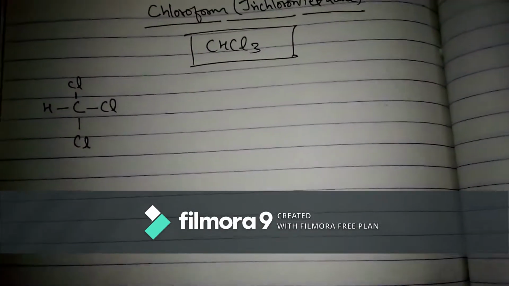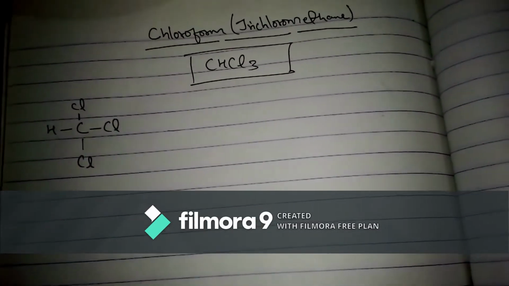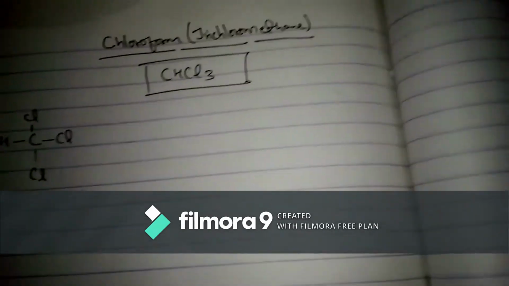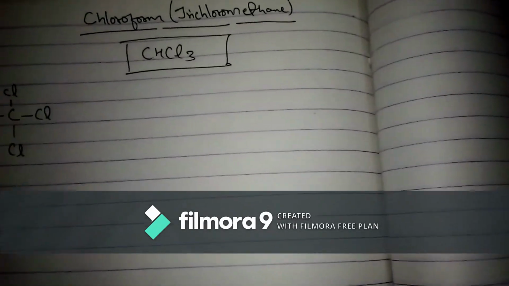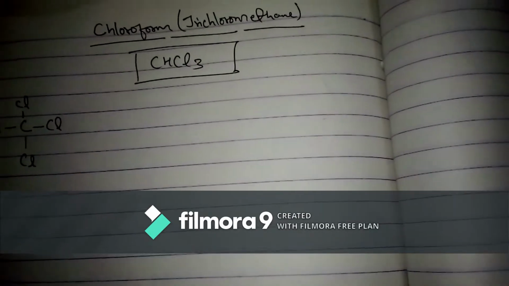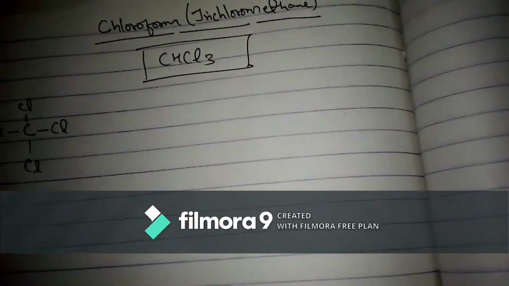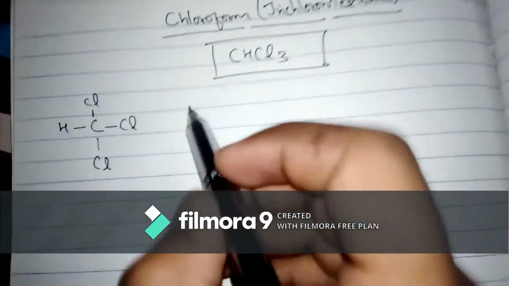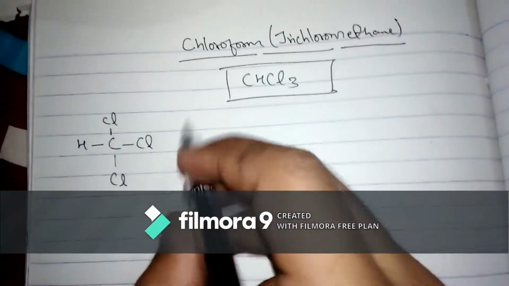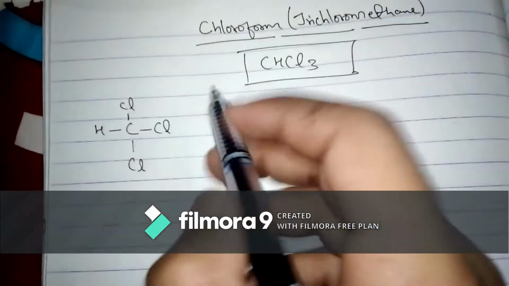So in this video I'm going to tell you how to prepare trichloromethane or chloroform, that means CHCl3, in the laboratory, which is one of the most important and frequently asked questions of the examinations. So basically the structure of chloroform is somewhat like this. It is formed by replacement of the 3 hydrogens of methane.